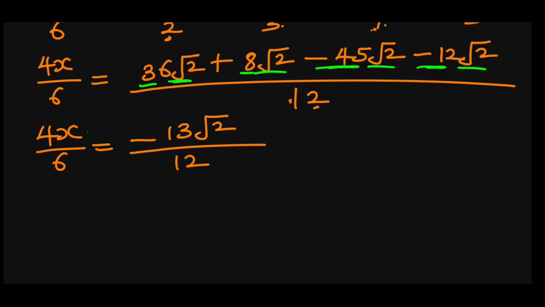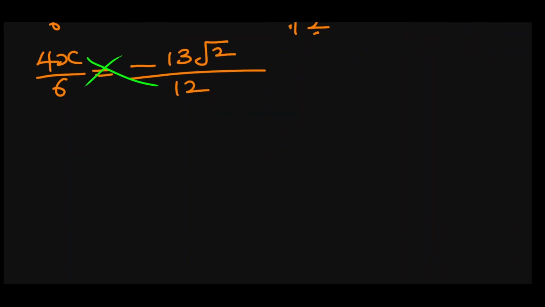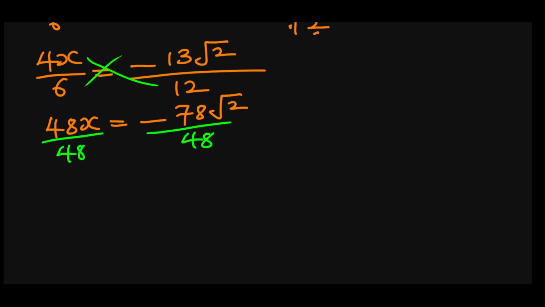We can now cross multiply. Then this will give us 4x times 12 is 48x, which is equal to 6 times minus 13 root 2, which is minus 78 root 2. So to free up x, we divide both sides by 48. And that will now give us x is equal to minus 78 root 2 over 48.